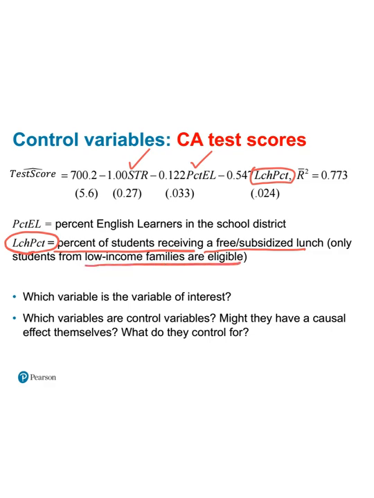So in this example, which variable is the variable of interest? Well, we're still fixated on the student-teacher ratio. That has not changed, right? Number two, which variables are control variables? Might they have a causal effect themselves? What do they control for?